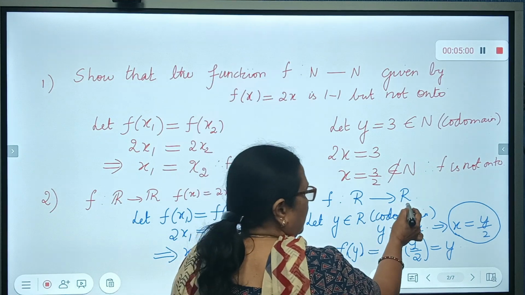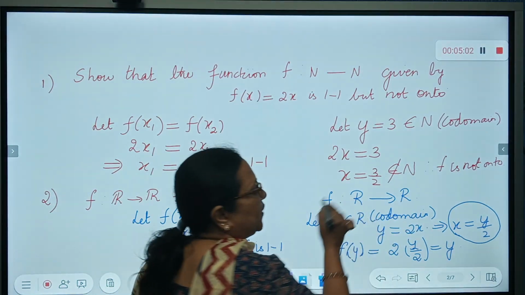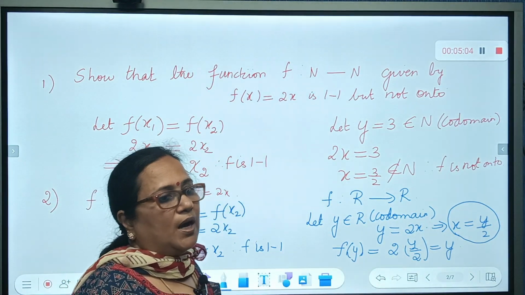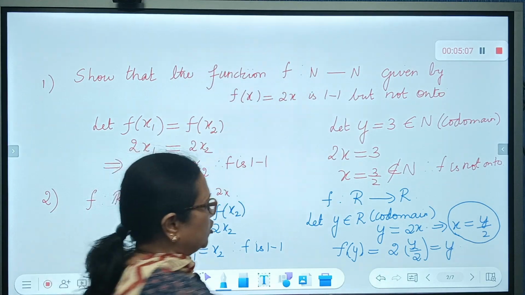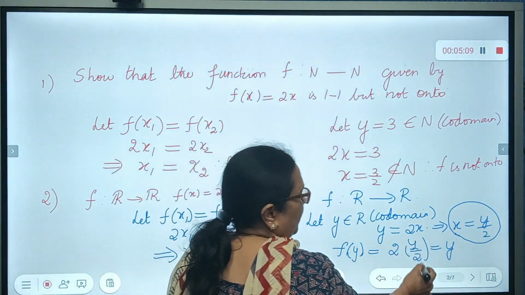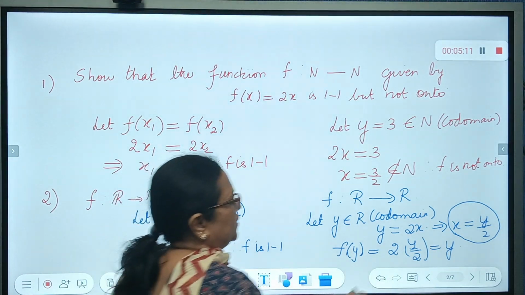So, if I take y here in R, the codomain, its pre-image will be y by 2, and it will always be a real number. That also we have verified. f of y is 2y by 2, which is y. Therefore, f is onto.